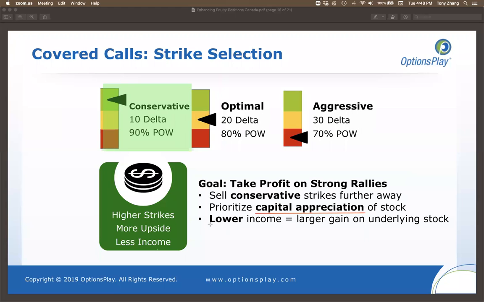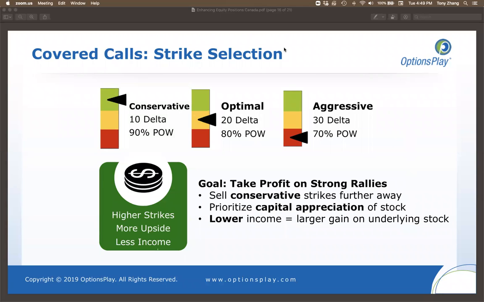What you're going to find is that the lower income will actually result in a larger gain in the underlying stock. Many times when you select these very aggressive covered calls, yes, you're going to get an extra 20 cents, 30 cents, maybe 50 cents in income, but many times you might be giving up $2, $3, even $5 in upside. What we're trying to say is that extra 30, 40 cents in income is not worth giving up that $5 or $10 in upside that you're going to get on the underlying stock, because the underlying stock is still the largest risk that you have with these types of trades.